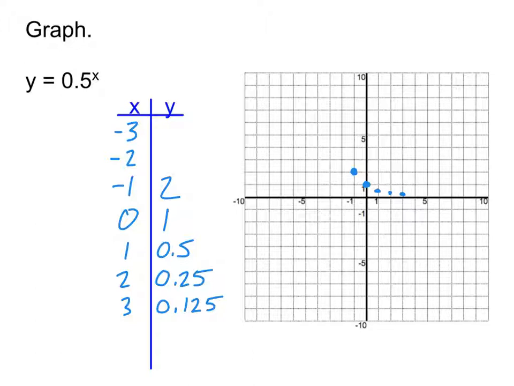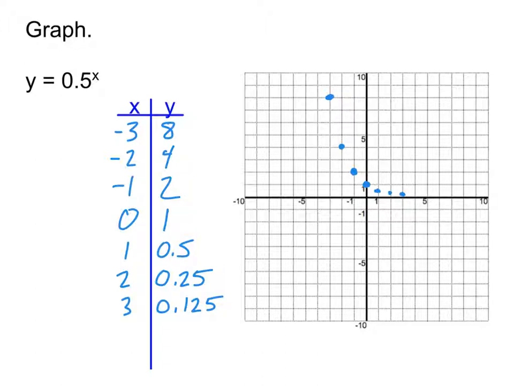We repeat the process. 0.5 to the power of -2 gives us 4. Then 0.5 to the -3 gives us 8.